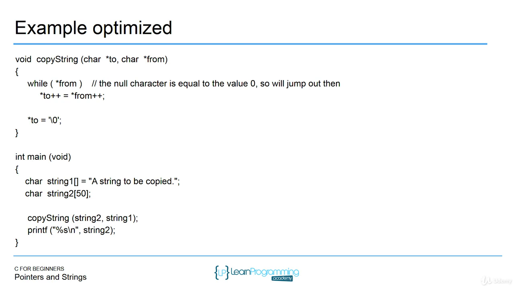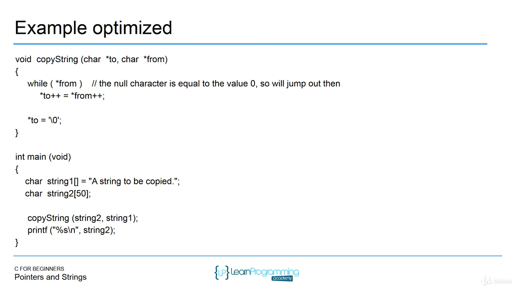Right? What is that doing? That's dereferencing from to see what the value of that character is. So when we're at the end of the string that we want to copy from, we jump out. Otherwise, we just put our modification of our pointers right in there, to++ and from++.